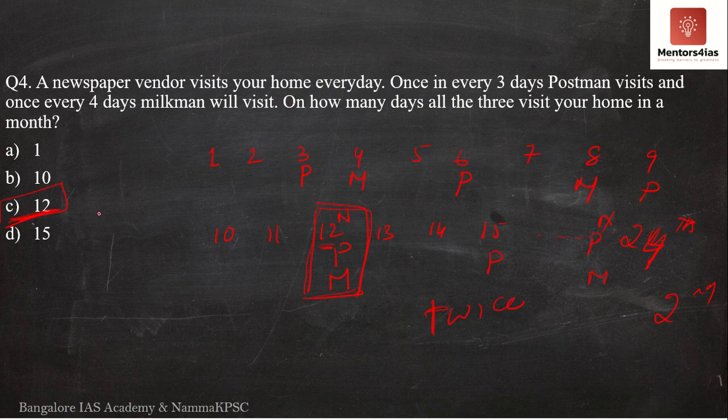So I want the LCM for 1, 3, and 4. Because why? The newspaper vendor visits every day, the postman visits once in 3 days, the milkman visits once in 4 days. So I have to find out the LCM for 1, 3, and 4. What is the LCM for 1, 3, and 4? 3, 2, and 2; 1, 1, 4; 1, 1, 2; 1, 1, 1. So 2 twos are 4, 4 threes are 12. So obviously, once every 12 days all 3 will visit together.